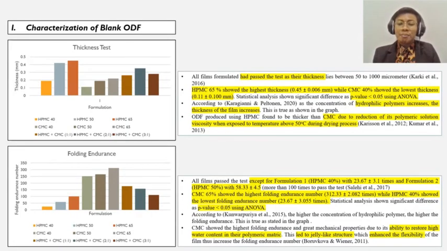All blank ODF passed the thickness test, and in general, we can see that HPMC was found to be thicker compared to CMC due to reduction of polymeric solution viscosity of CMC when exposed to temperature above 50 degrees Celsius during the drying process. For folding endurance, CMC had a higher folding endurance number compared to HPMC due to its ability to retain water content in its polymeric matrix, leading to a jelly-like structure, which then enhances the flexibility and folding endurance number.